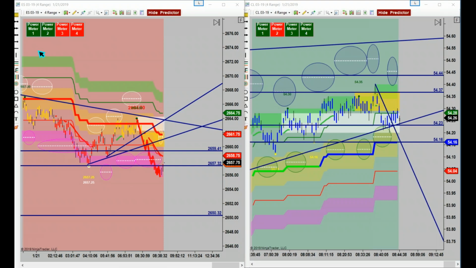Close back above resistance and change the power meter to green, so you could be flat on that if you want to be. It's up to you. You can still ride a runner too. Still riding a runner. I don't like that though. That needs to get back below that 57 and a quarter.